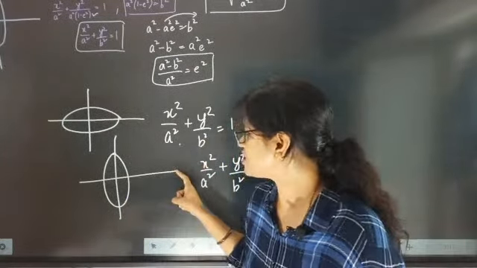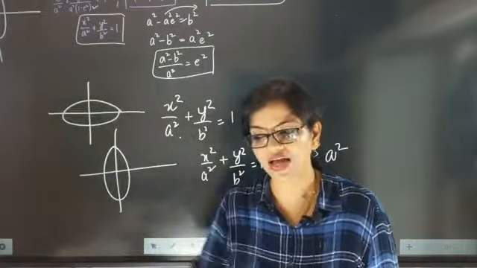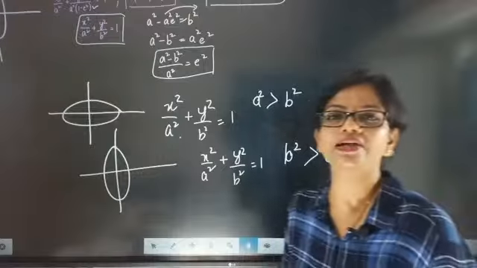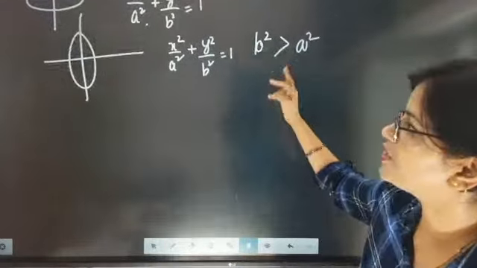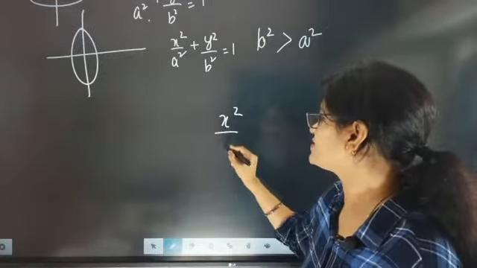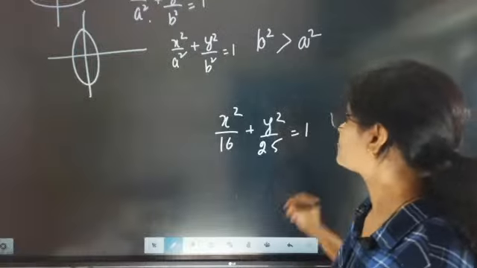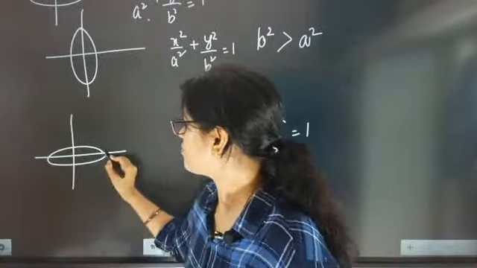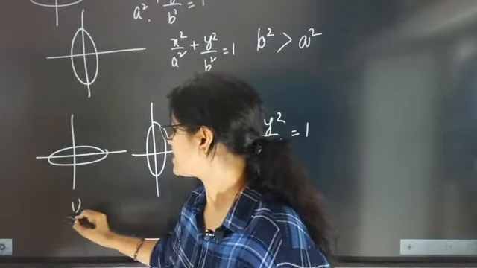When the ellipse major part will be on y-axis, you see the major part of the ellipse will be on y-axis, at that particular moment you will be saying b square will be greater than a square. Understood? So just one simple work I am doing, and you have to tell what type of ellipse is there. So x square by 16 plus y square by 25 equal to 1. It is exactly which type of ellipse? It is this type of ellipse or it is this type of ellipse?